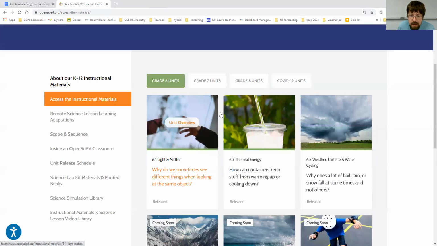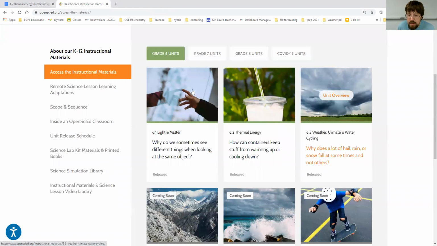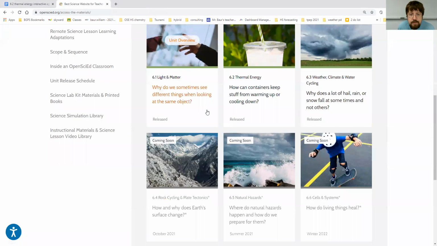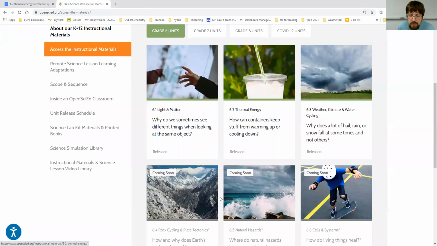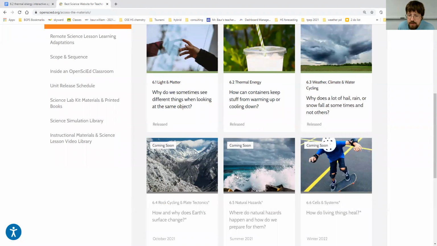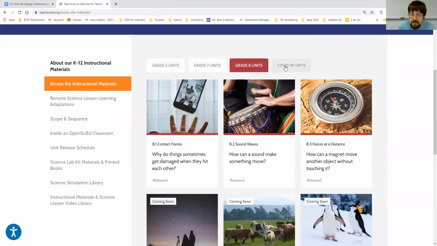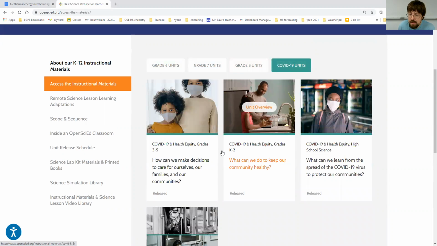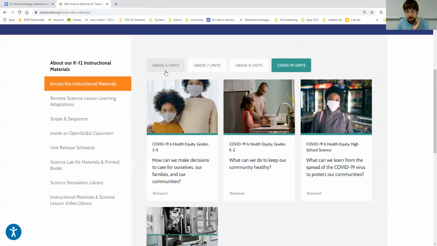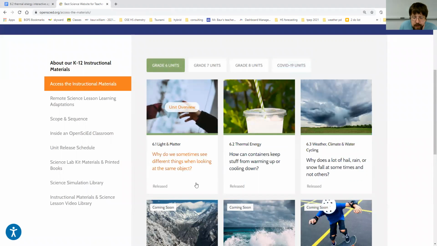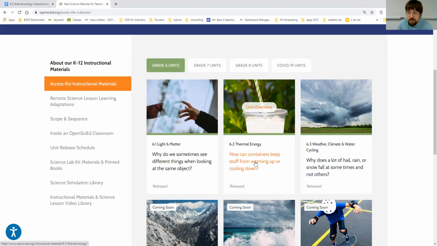I piloted all of these units, the ones I did last year. They're still getting revised based off of the feedback from field test teachers like me. And then there's the 7th grade units, 8th grade units, and they also have some COVID-19 and health equity units that they made last year. I made a video about the first unit in the 6th grade, light and matter, and this video series is going to be about the thermal energy unit.